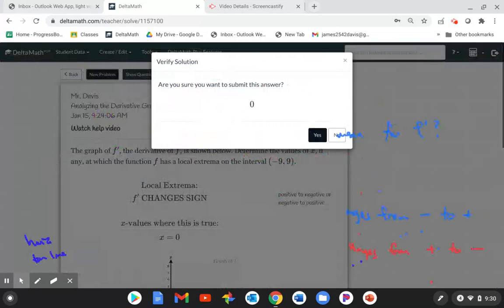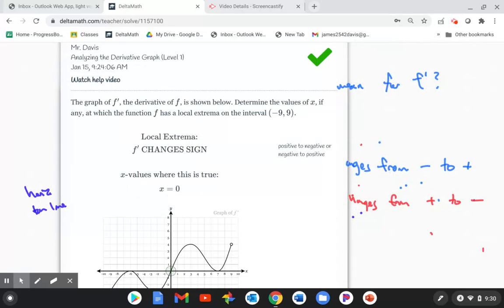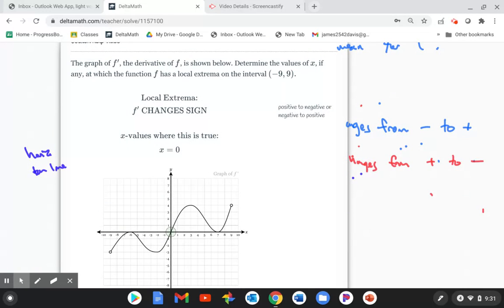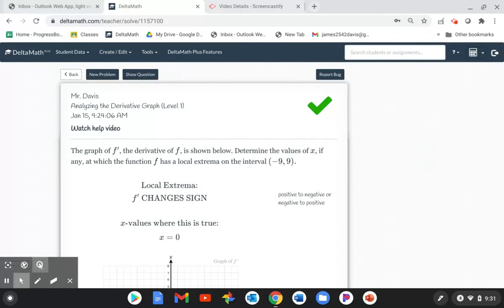You'll get the hang of interpreting these, but it is a little bit different at first. So again, we're just looking for where f prime changes sign. The only place that is the case is at x equals 0. All right, let's go ahead and try another one.